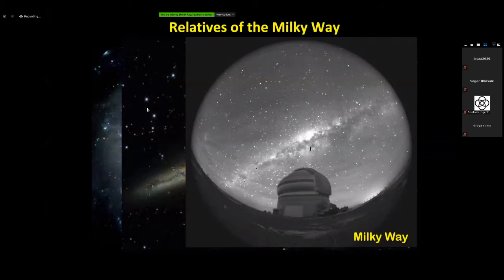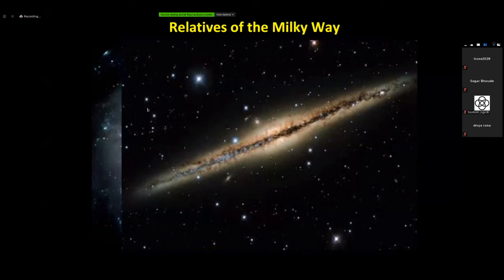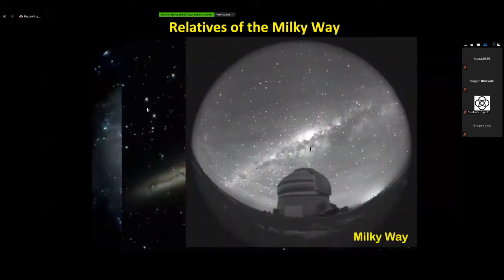This is taken from the Southern Hemisphere, again from Chile, and a different observatory. But you can see that if you take a fisheye lens and take a picture of the entire sky, this is what our own galaxy looks like. And you can see it's very similar to this picture that we saw, right? So this kind of puts you in perspective of how our galaxy looks.